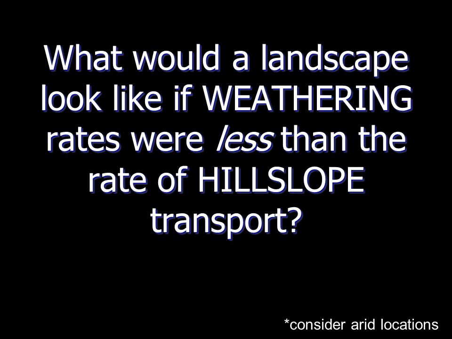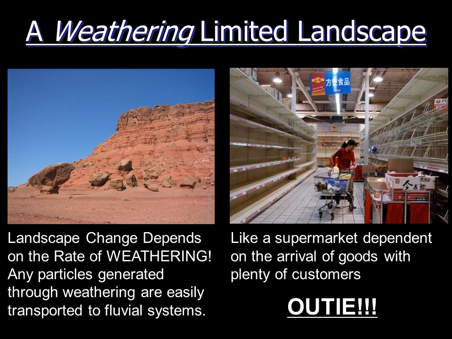What would a landscape look like if weathering rates were less than the rate of hill slope transport? So our capacity to generate weathered rock is less than the capacity of hill slopes to move it. As you probably guessed, it's going to be the opposite. It's an outy hill slope. It's a very clean hill slope. You have a lot of rills, small channels on the surface, bare bedrock. Whatever weathering generates, boom, it's gone. It's getting moved off, no problem at all.